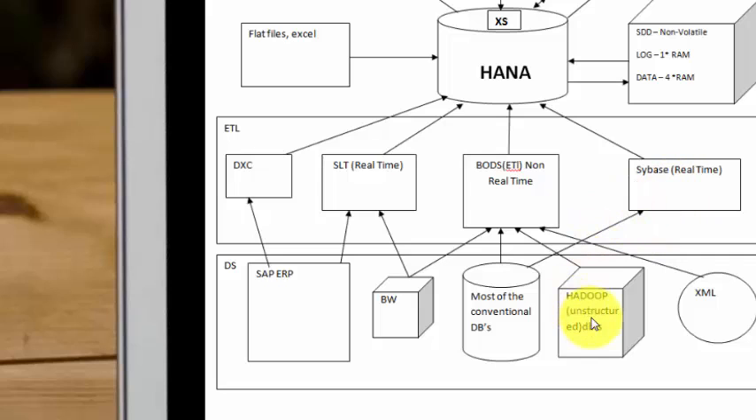Now, if you want to talk to Hadoop, unstructured data, you can talk to Hadoop via BODS and push the data into HANA. You can consume XML via BODS, and you can consume various other data formats using BODS as well. BODS also helps you talk to APIs like the Twitter API or any other API.